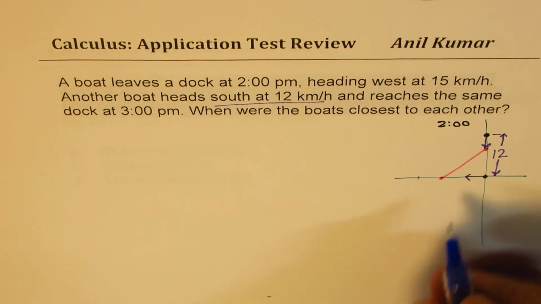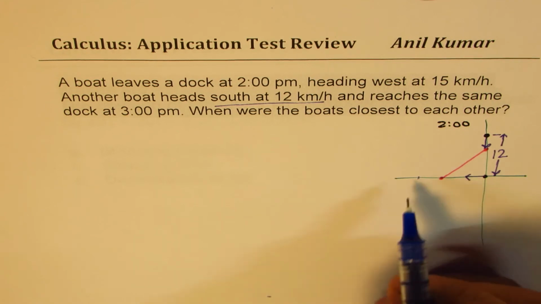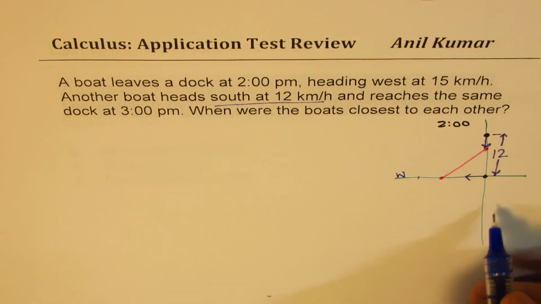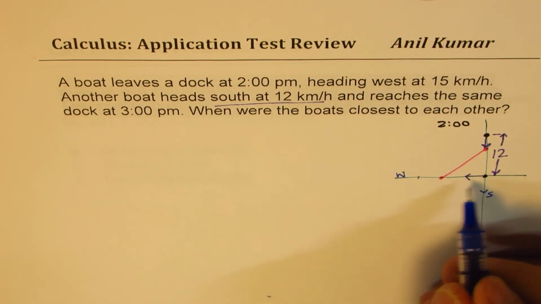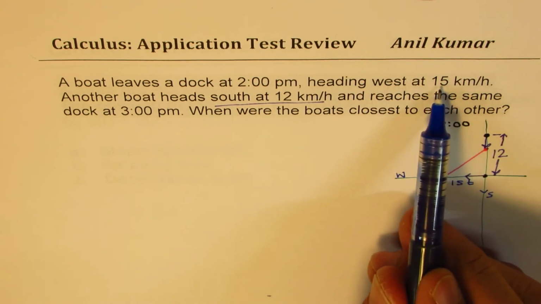Now during this time t, the distance traveled by the boat traveling west, this is west for us, and this is the south, is 15t, since 15 is the speed of the boat heading west.